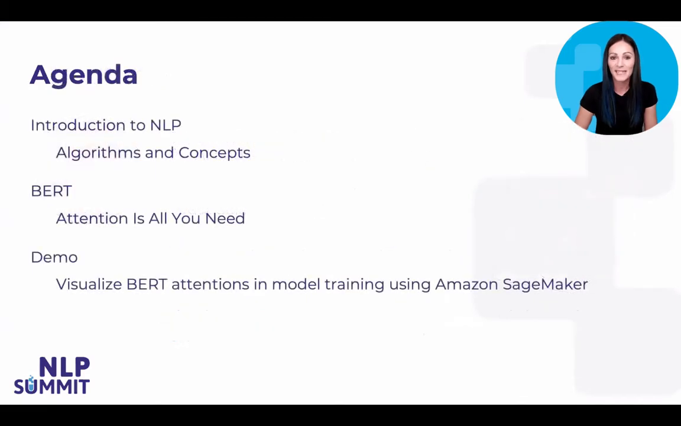All right, so let's have a look at this session's agenda. First of all, I'm going to quickly introduce you to NLP, talk briefly about the history of the algorithms and concepts, and then we're really going to dive deeper into the BERT family of models, and I'm going to show you a little bit more under the covers how the BERT attention works, and obviously you might know the famous paper called Attention is All You Need. Then we'll see a demo of how you can visualize the BERT attention in model training using Amazon SageMaker.